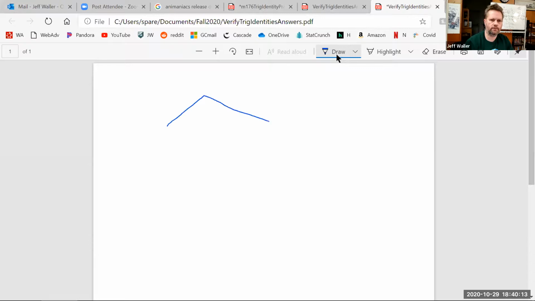So let me draw this triangle. Doesn't really matter what it looks like, to be honest. It would matter that it would match up.